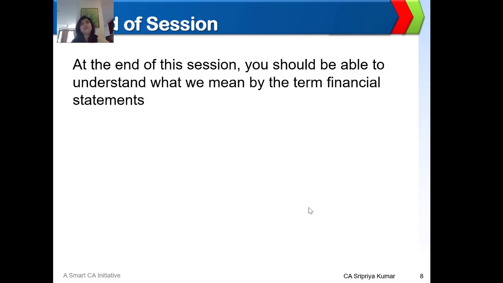Now with this, I'd like to wrap up this little session on financial statements only to tell you how the financial statements actually got built up. So even when you audit the financial statement, you're going down to the voucher. That's why you actually audit the base of the financial statements. So I hope you'll be able to understand what we mean by the term financial statements.